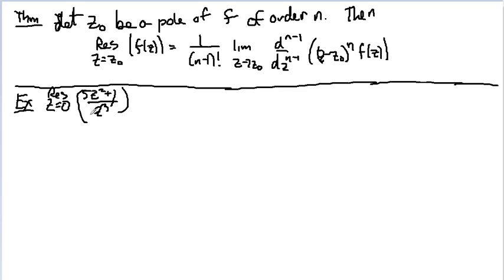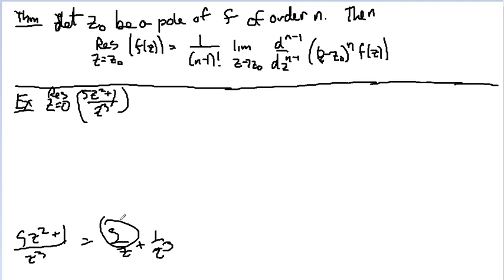Almost immediately, if you just do this out, you might find that (5z squared plus 1) over z cubed is equal to 5 over z plus 1 over z cubed. So the residue should be 5. We're going to see that that's true by using this method here. This says that I've got a pole of order 3 here.